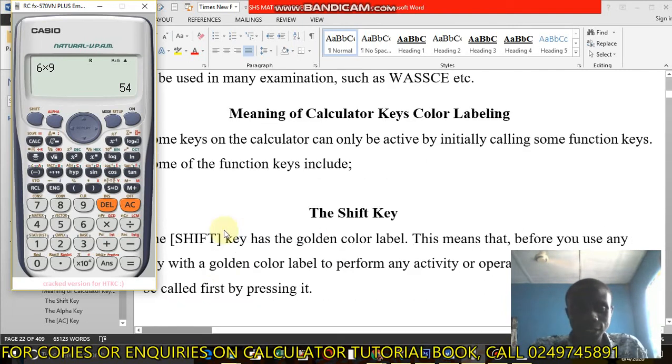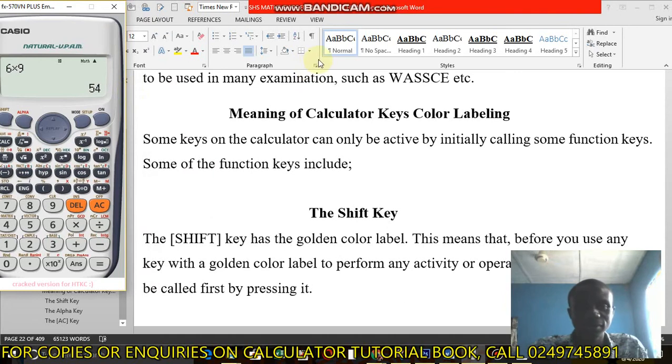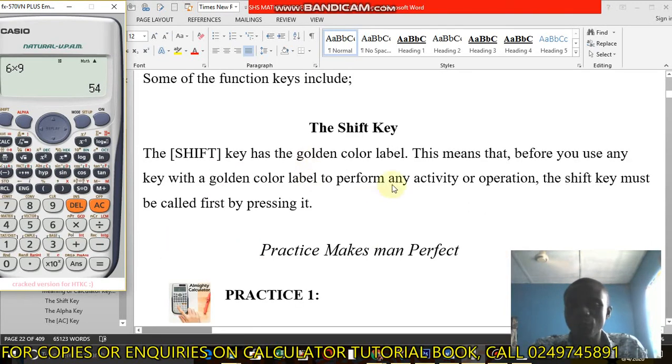Now, the shift key. The shift key has the golden color label. This means that before you use any key with the golden color label to perform any activity or operation, the shift key must be called first by pressing it. Very good.